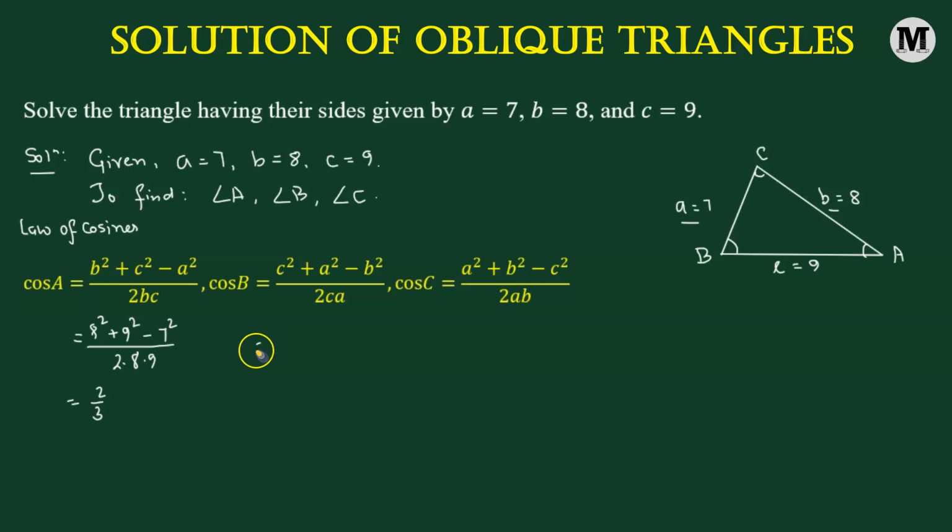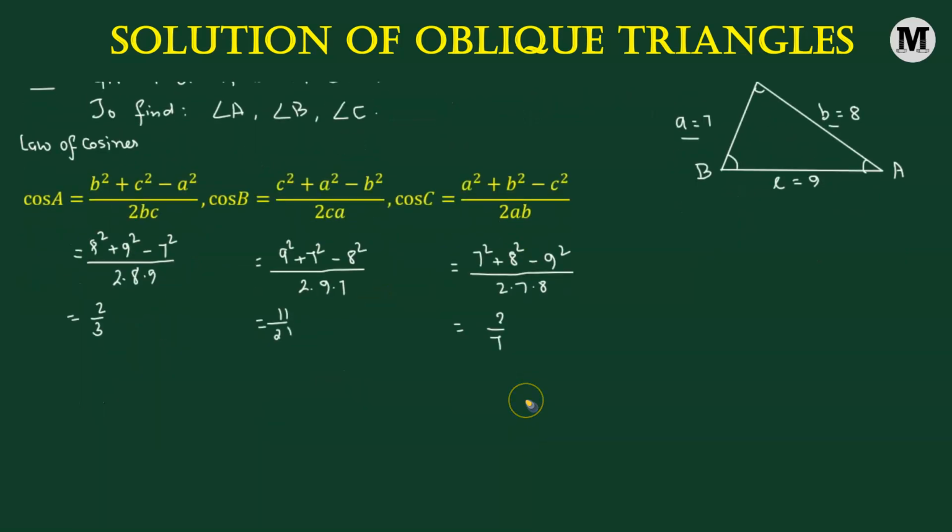Okay, then we have cosine of angle B. This is going to be C squared plus A squared minus B squared. That means we have 9 squared plus 7 squared minus 8 squared divided by 2 times 9 times 7. So that is going to be equal to 11 over 21. And then finally we have cosine of C. That's going to be equal to 7 squared plus 8 squared minus 9 squared divided by 2 times 7 times 8. So that's going to be equal to 2 over 7.